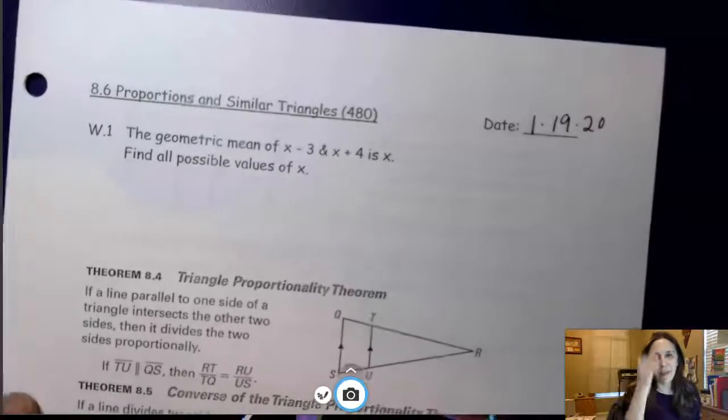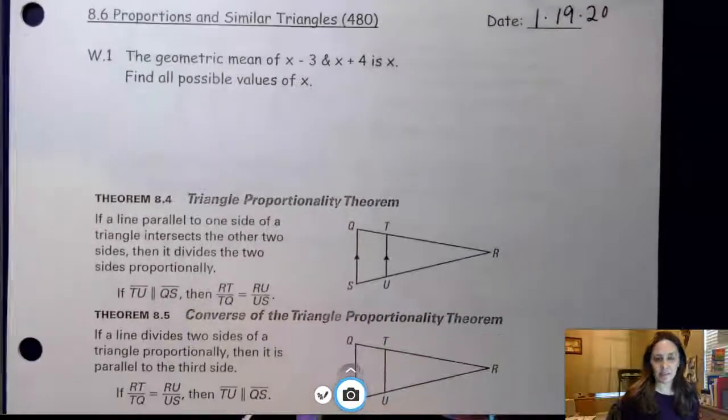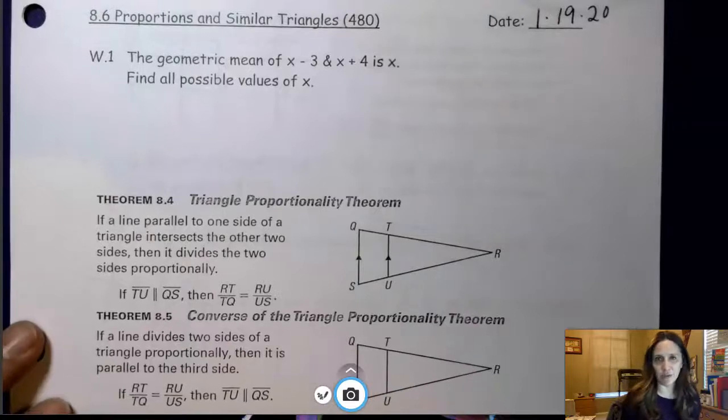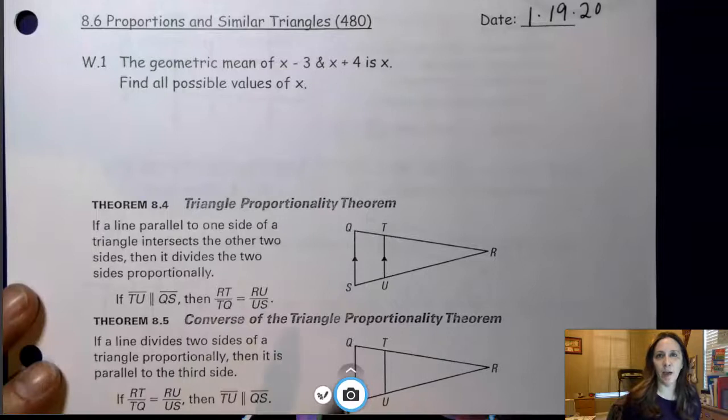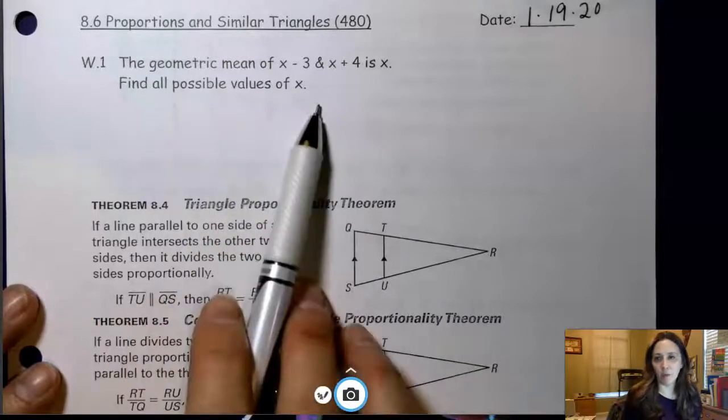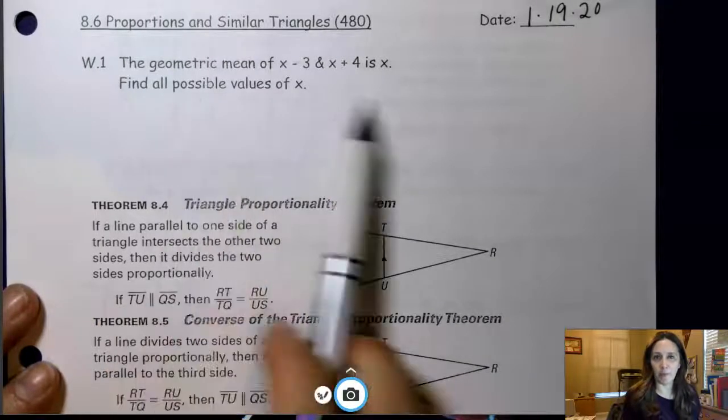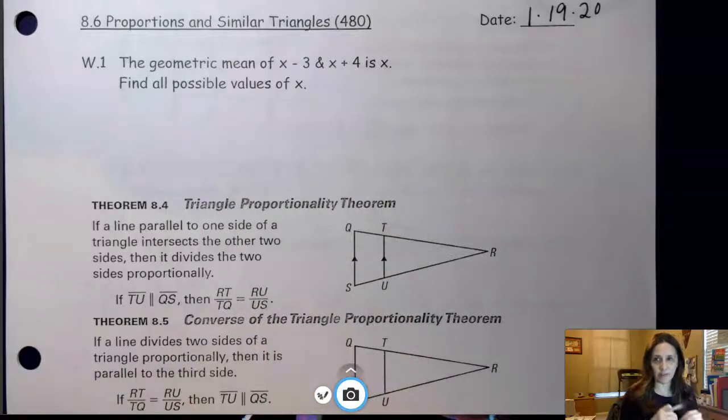Hi, welcome. We are doing our 8-6 notes today, which is page 14 in your note guides. Today we're going to do more proportions, more ratios with similar triangles. Now we have a warm-up, so pause and set it up if you can. Remember to read it, listen to the verbiage of it, and set it up.